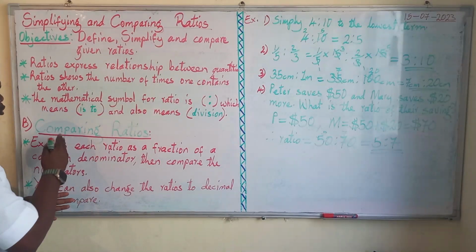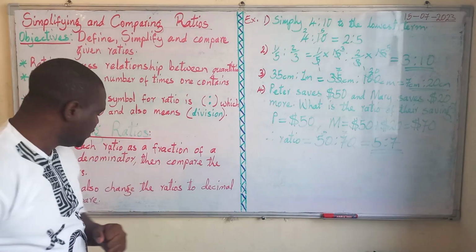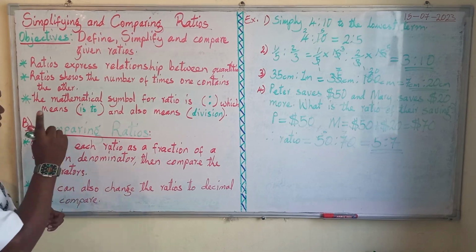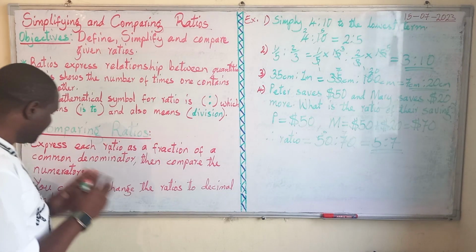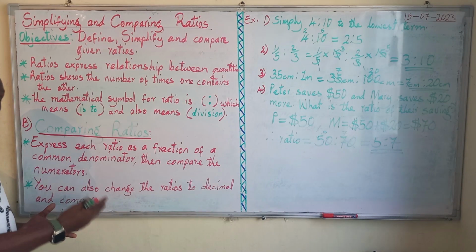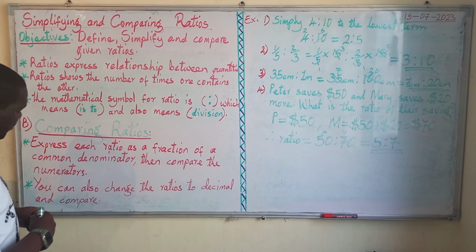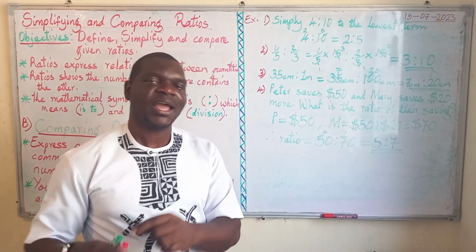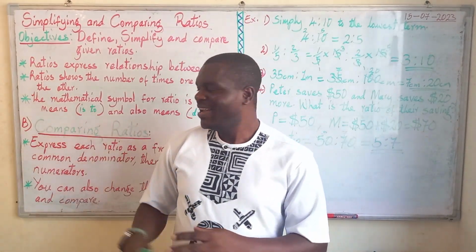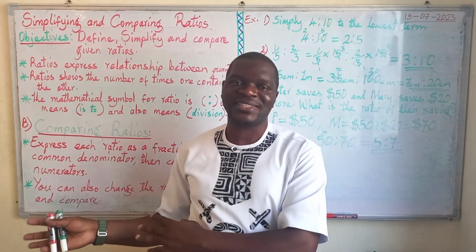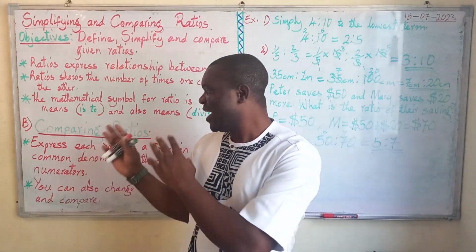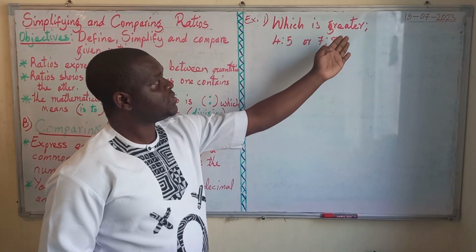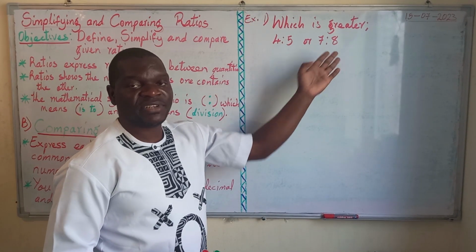For you to be able to compare ratios, the first thing to do is express each ratio as a fraction of a common denominator, then compare the numerators. Another way in which you can equally compare ratios is you can change the various ratios into decimals and compare these decimals. Let us look at some examples on how to do this practically, and you will better understand what to do as far as comparing ratios is concerned. Now we have our first example. Which is greater? Is it 4:5 or 7:8?